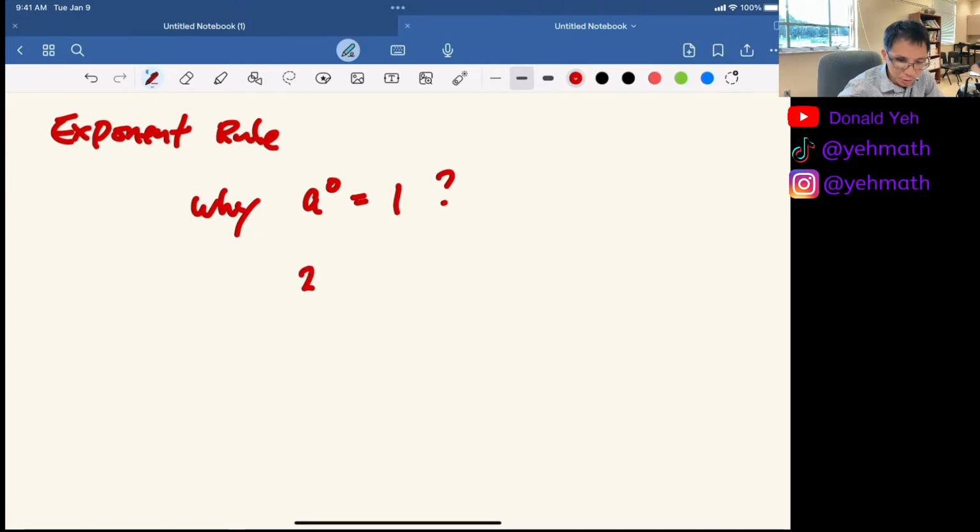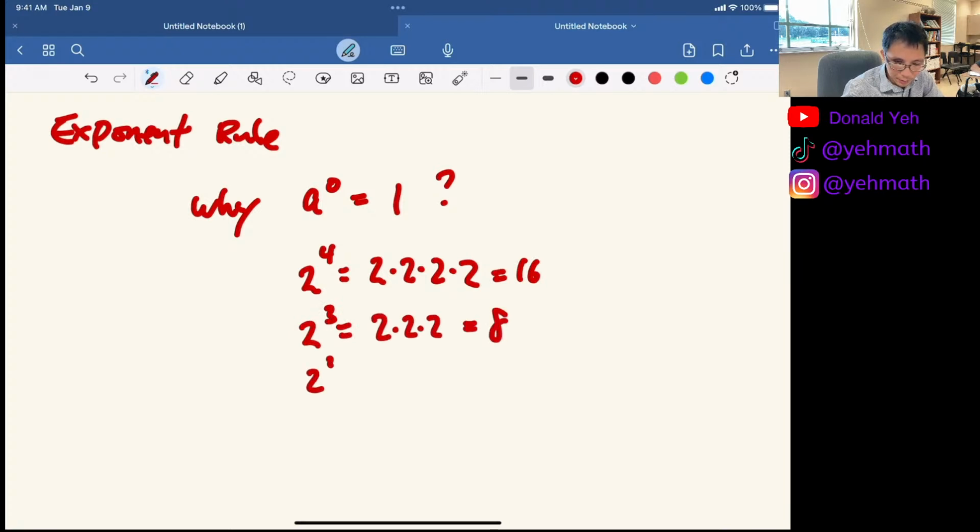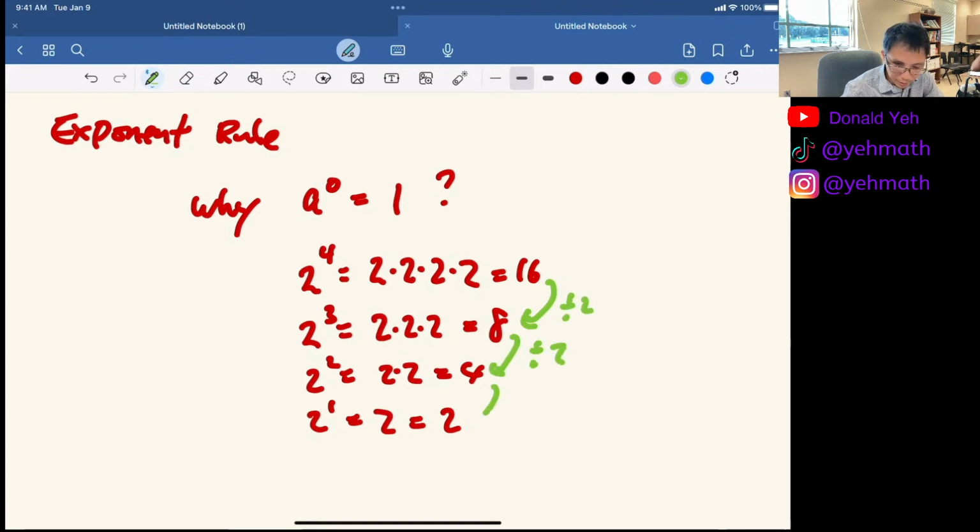Let's say 2 to the 4th power. You guys know how to write that down: 2 times 2 times 2 times 2, which is equal to 16. 2 to the 3rd power is 2 times 2 times 2, equal to 8. 2 to the 2nd power is 2 times 2, which is 4, and 2 to the 1st power is 2. Now, you realize it doesn't matter which number I start with. If I start with 16 and go to 8, what do I do? Divide by 2. Divided by 2.